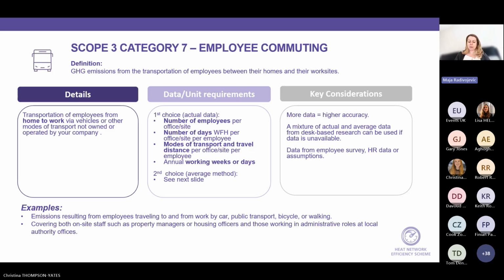So a key consideration for this category is that the more activity data you can provide, the more accurate the results will be. But if some of that information isn't available, we can use a combination of actual data and averages based on desk-based research. So data for this category often comes from employee surveys, HR records, or assumptions made about staff travel patterns. Examples could include emissions from employees traveling to work by car, public transport, cycling, or walking, and this would cover both on-site staff such as property managers and housing officers, as well as employees working in administrative roles within local authority offices. Next slide, please.